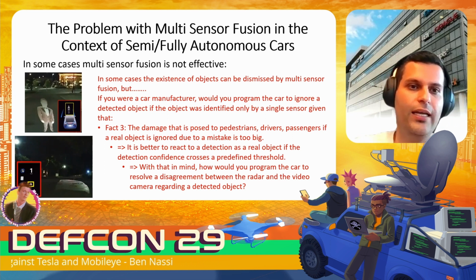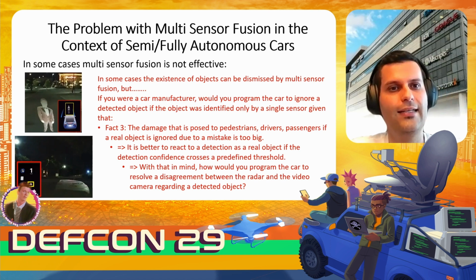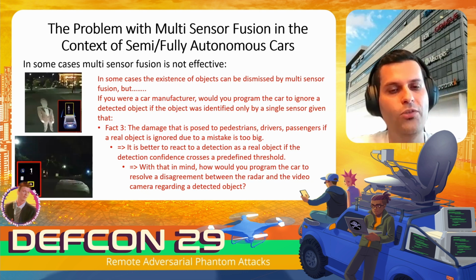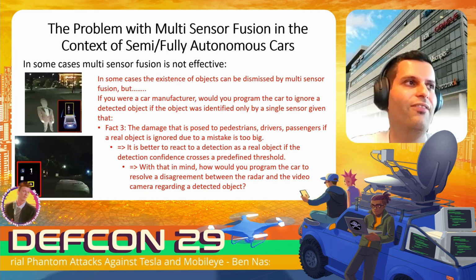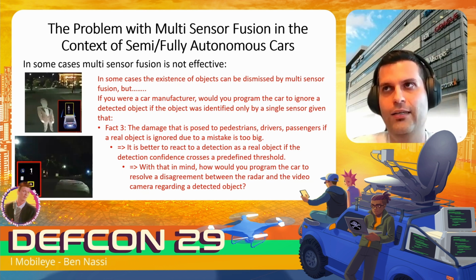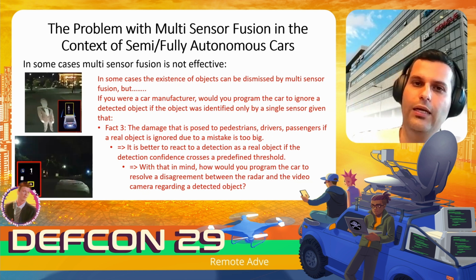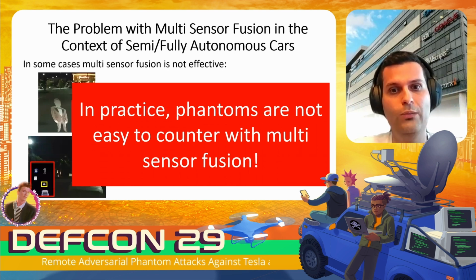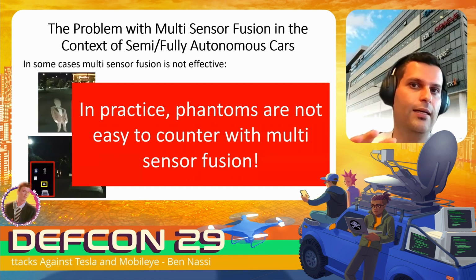And this is probably the reason why the Tesla, in this case, detects the pedestrian and the car as real objects, despite the fact that they are completely depthless and despite the fact that they do not have any validation from the data that was obtained by the radar or from the data that was obtained by the ultrasonic sensor. In practice, phantoms are not easy to counter with multi-sensor fusion. This is one of the most interesting conclusions that I want you to take from this talk.